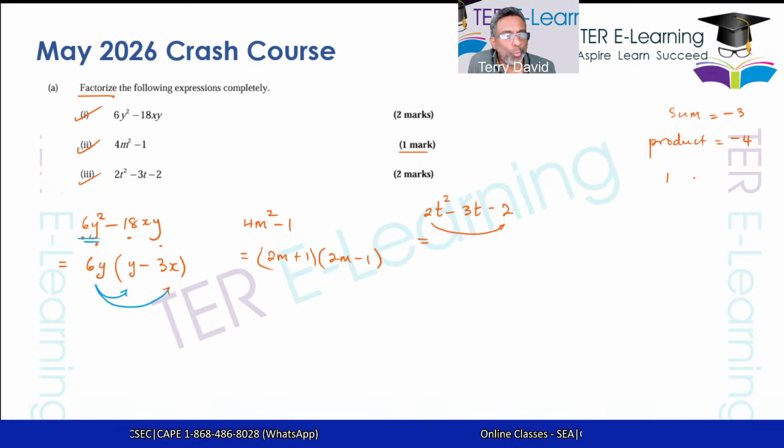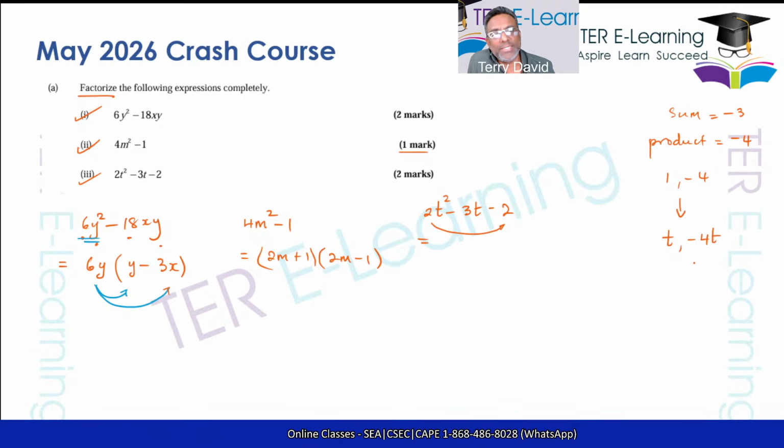If we go 1 and minus 4. So 1 by minus 4 will give us minus 4, and 1 plus minus 4 will give me minus 3. So these are my two numbers I'm looking for. So what am I going to do with those two numbers? You're going to replace that middle term in the quadratic using these two terms here. One will be t and one will be minus 4t. The whole purpose of getting those two numbers is to get this.